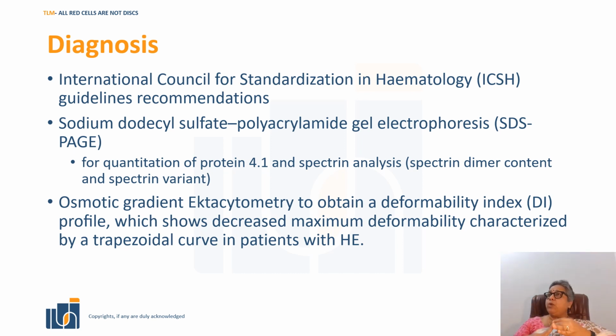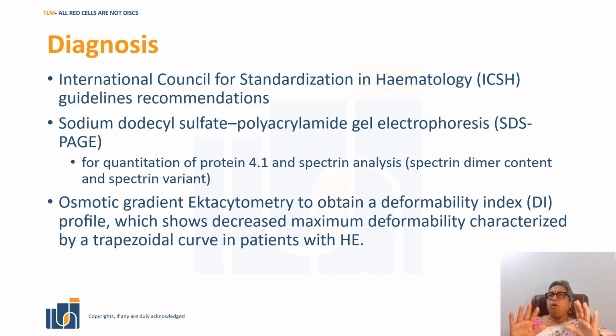You can also do another test which is called osmotic gradient ektacytometry, where you get a deformability index. This shows maximum deformability, which is characterized by a trapezoidal curve in patients with HE.